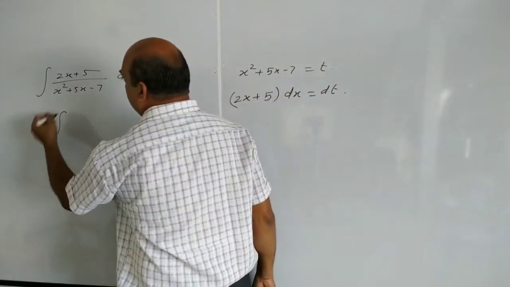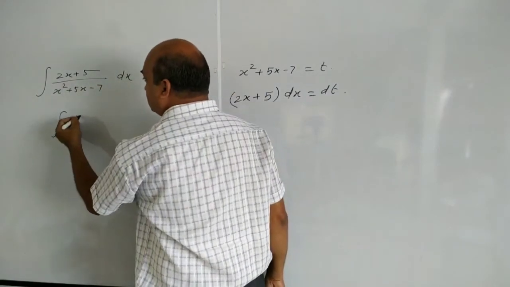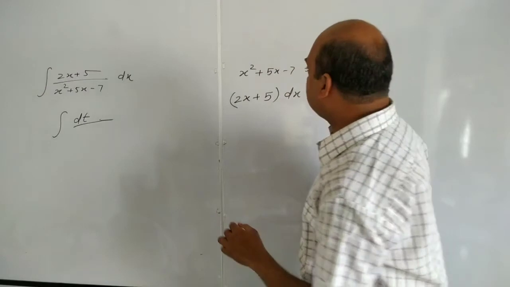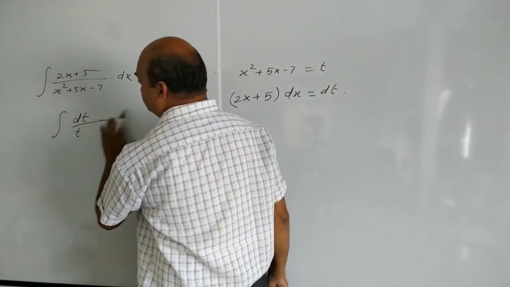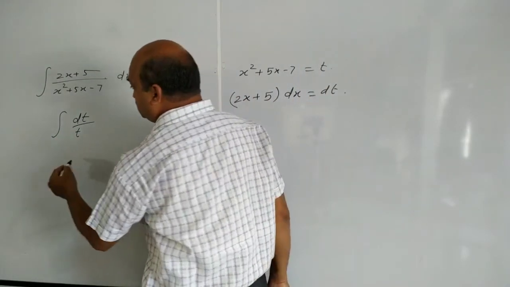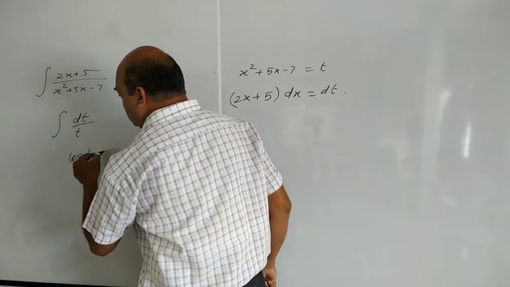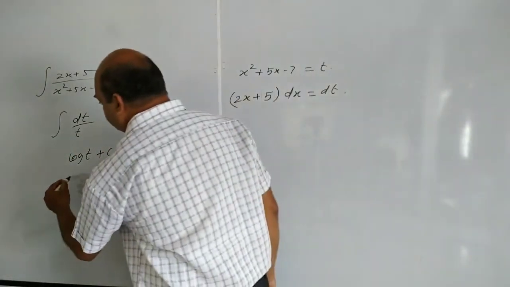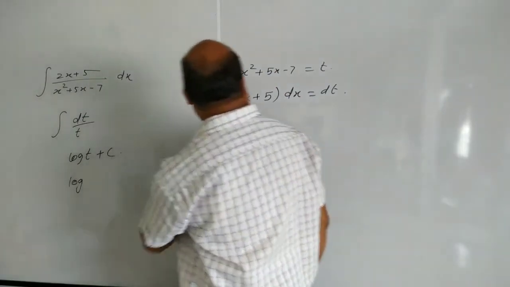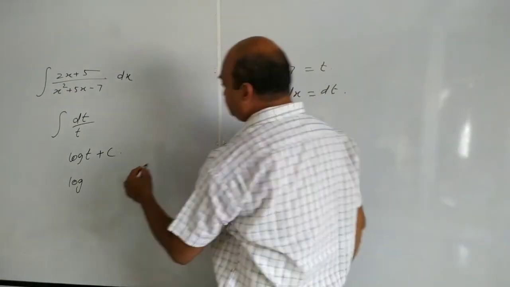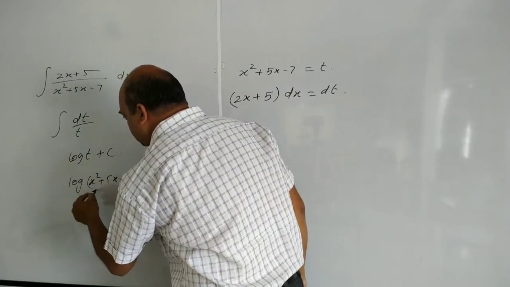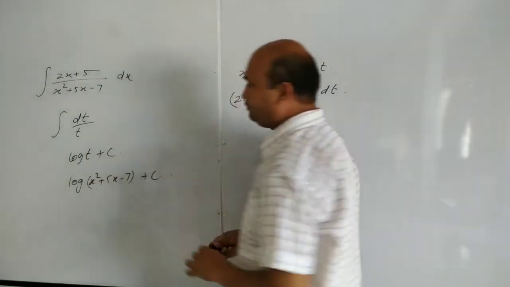So this 2x plus 5 dx will become dt. This x square plus 5x minus 7 becomes t. So it will become 1 upon t dt, that will be log t, and add a constant c. Now this log same, and t we put as x square plus 5x minus 7. Is it okay?